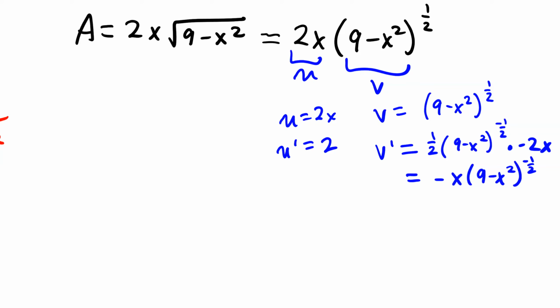Okay, ready? 1/2. Bring it down. Subtract 1, so negative 1/2. Then the chain rule, so we have to take the derivative of negative x squared, which is negative 2x. The 1/2 and 2 cancel out. So we have negative x times 9 minus x squared to the negative 1/2. Okay, good. You thought this was hard. Just kidding, let's keep going.